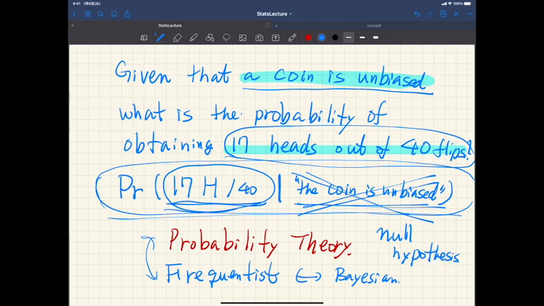But you should be careful: if this probability is high, it doesn't mean our assumption or hypothesis is correct. It just means we could not reject our hypothesis. So this is a kind of twisted argument.